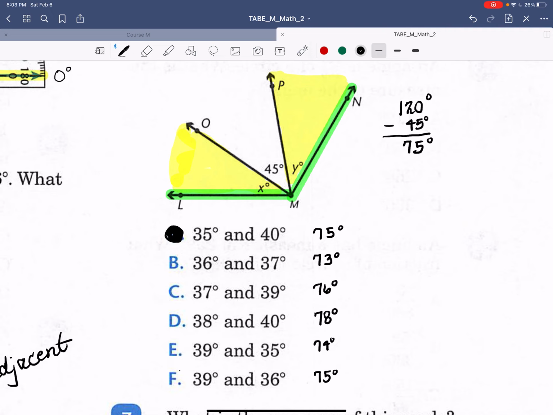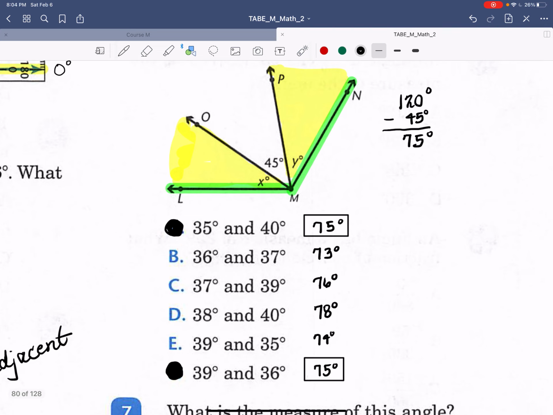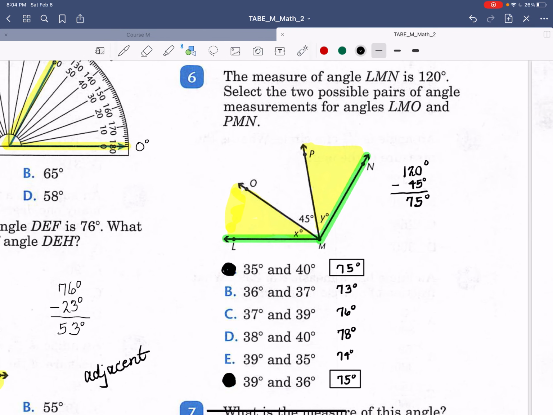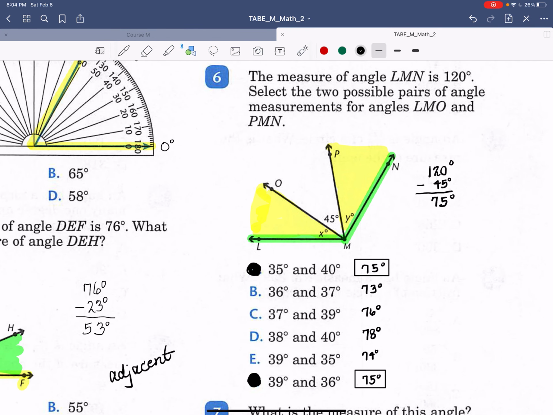So I need to take out the 45 degrees and then find 2 choices that would give me that 75 that would be left over. Okay, number 7. Let me just repeat here. The answers to number 6 are A and F.